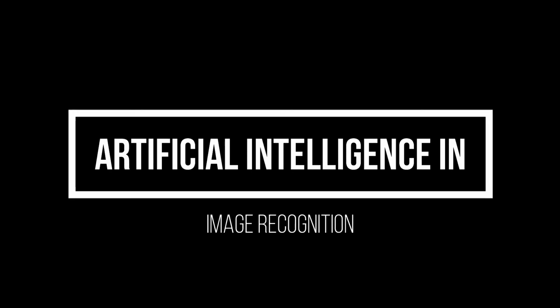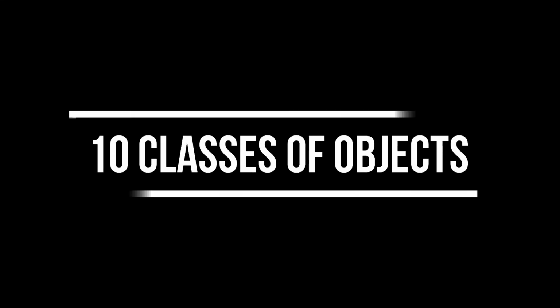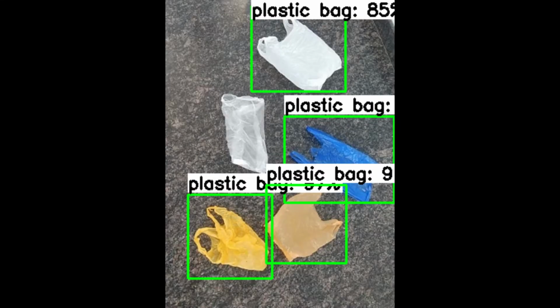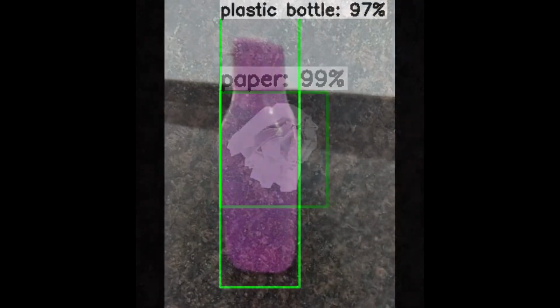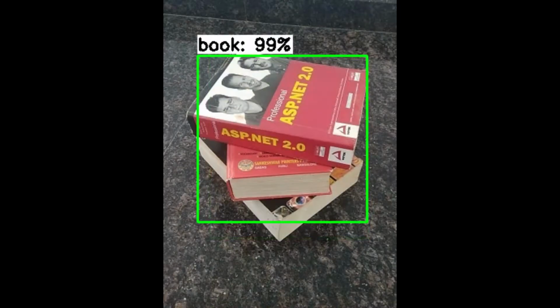In this project, we have used custom-trained object detection using TensorFlow. We have collected 10 different classes of objects. The classes are plastic bag, cardboard, paper, plastic bottle, plastic ball, apple, balloon, banana peel, book, and wood.